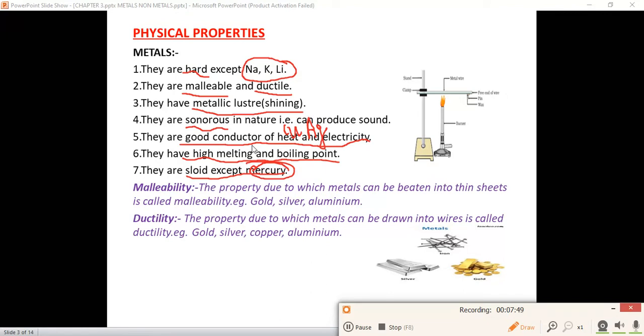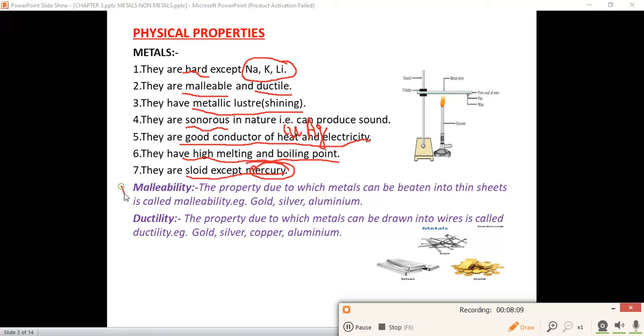So these are the different properties of metals. They are hard except sodium, potassium and lithium. These metals can be easily cut with a knife, but other metals are very hard in nature. They are malleable and ductile. They have metallic luster. Next, they are sonorous, meaning they can produce sound. They are good conductors of heat and electricity. They have high melting and boiling points and they are solid except mercury.